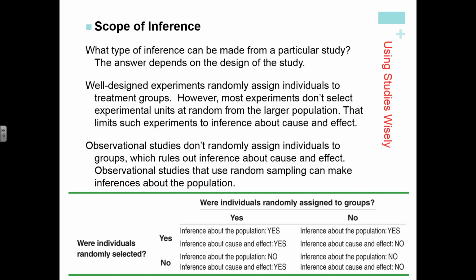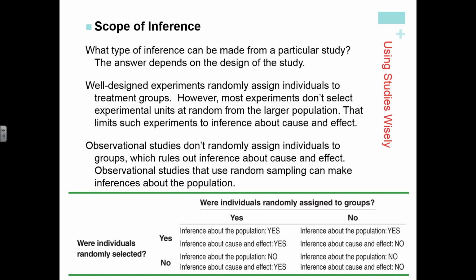Alright, so basically what this is saying is, when can you make inference about the population, and when can you make inference about cause and effect? Well, if you randomly select your individuals and you randomly group them, you can make inference about the population and you can make inference about cause and effect.